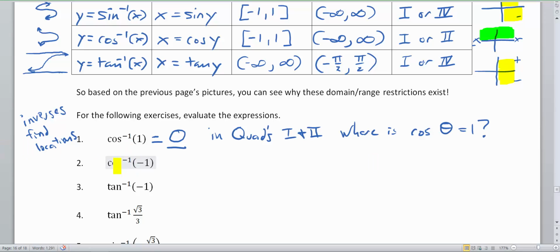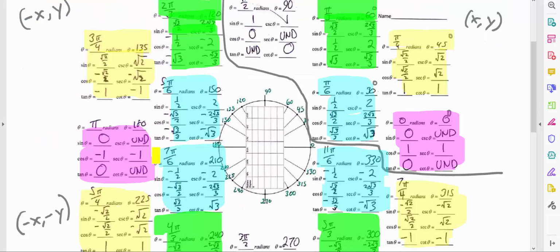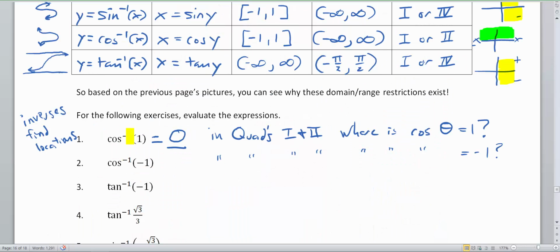Okay, so now here we have the inverse cosine of -1. So this is asking again, in quadrants 1 and 2, where is cosine theta equal to -1? Okay, so we go back to our unit circle here, and we see at pi, cosine is equal to -1. Cosine's not equal to -1 in any other place. So this means that my answer here is pi.